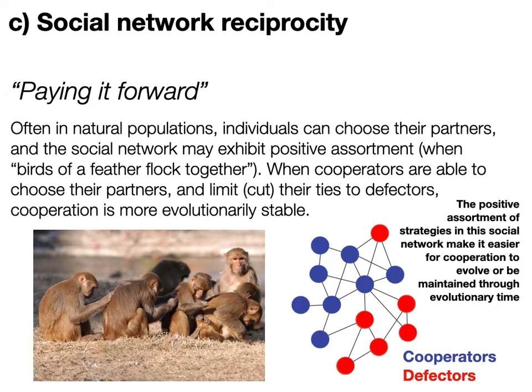Another way to summarize that is that in the little network diagram on the lower right of the slide, it's positively assorted. We see that the blue cooperators are grouping together. They're partnering with each other more often than they're partnering with the red defectors. And this positive assortment makes it easier for cooperation to evolve or be maintained over evolutionary time.